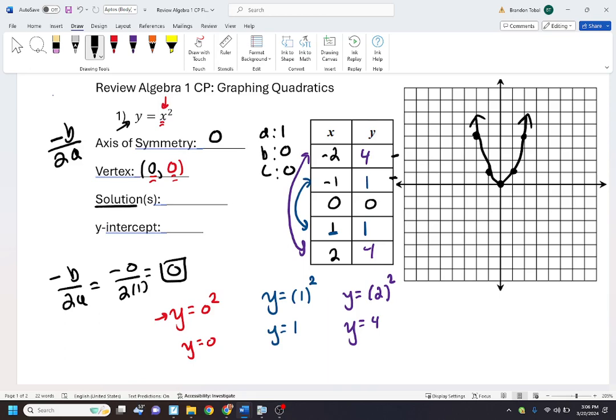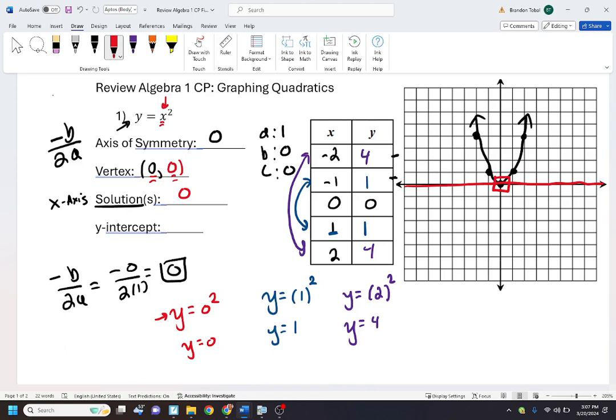Now, when I ask for solutions, I put parentheses because it could be 1 or 2 of them, or 0 of them technically. That's where it hits the x-axis, okay? So note the solutions is where it hits the x-axis. In this scenario, it hits the x-axis at 0. So the answer for the solutions: you could write 0, 0, but the answer is technically just 0, okay?